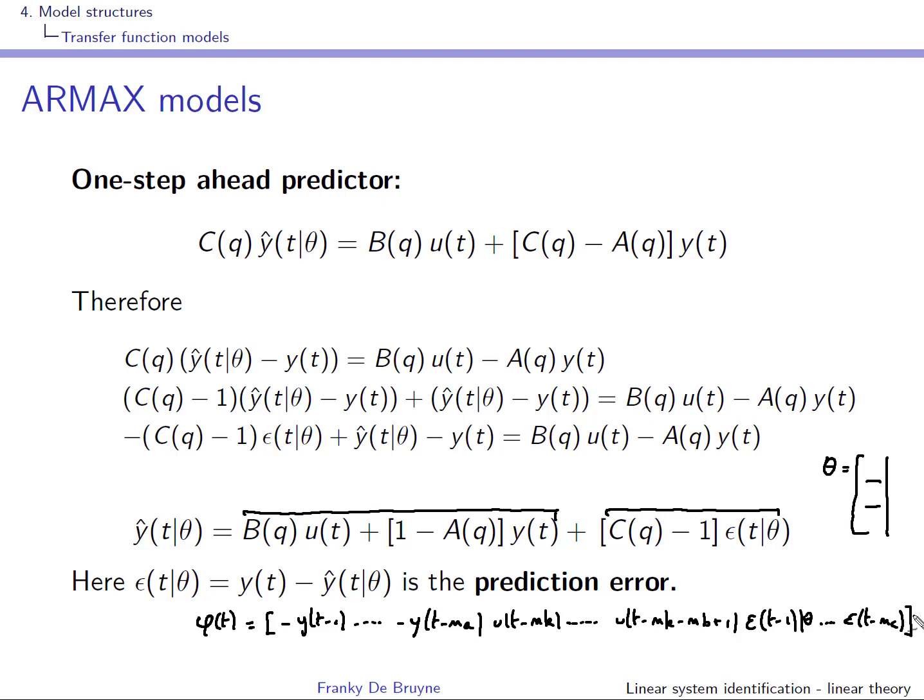right, and transpose, because this is a column vector. Okay, and if you do things like this, what you will be able to do is to write phi of t transposed, that makes it a row vector, times theta, because it is a column vector.